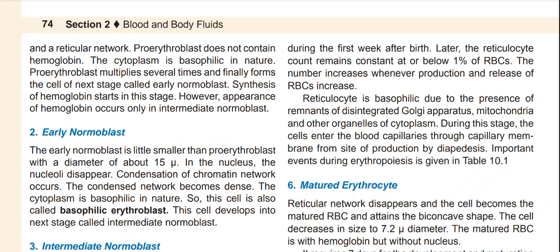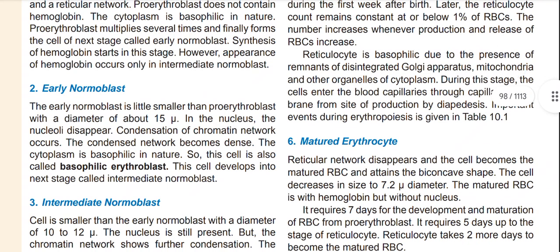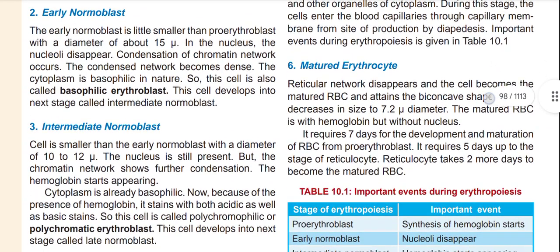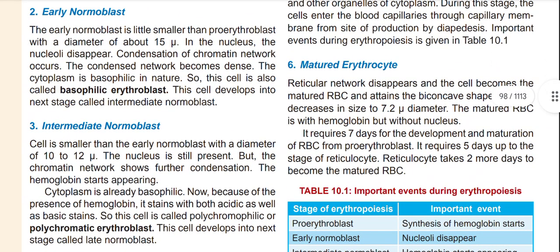Reticulocyte is basophilic due to the presence of remnants of disintegrated Golgi apparatus, mitochondria, and other organelles of cytoplasm. During this stage, the cells enter into the blood capillaries through the capillary membrane from the site of production by diapedesis. So, what is the name of the process? Diapedesis. Important events during erythropoiesis are given in table 10.1.